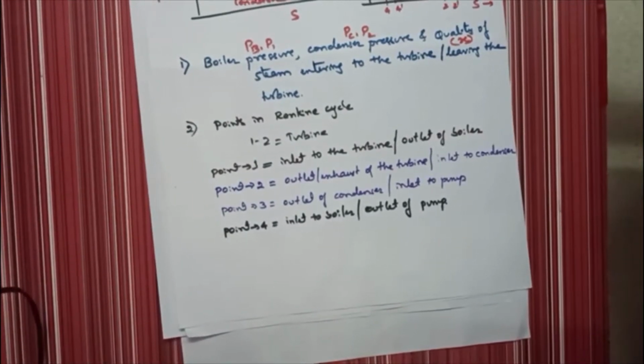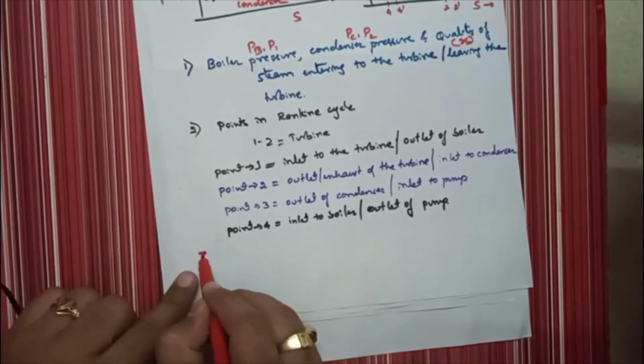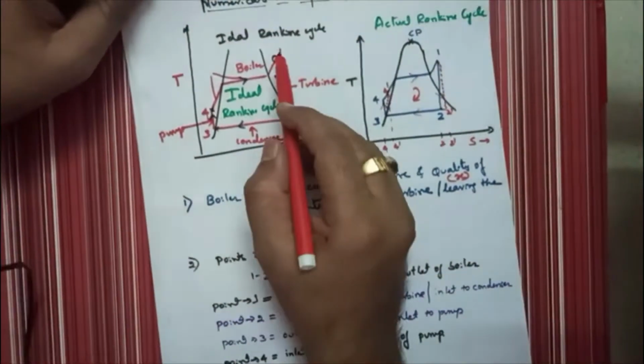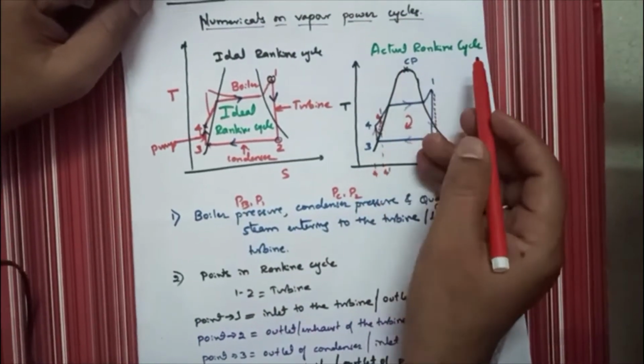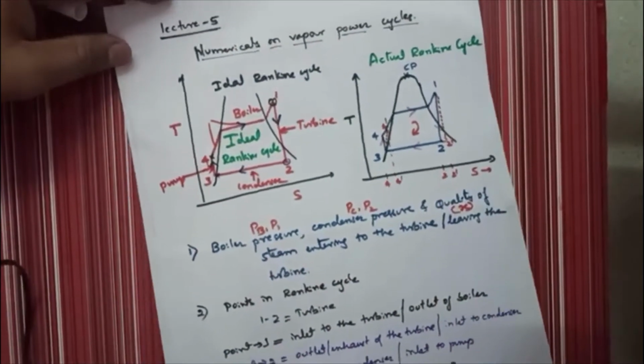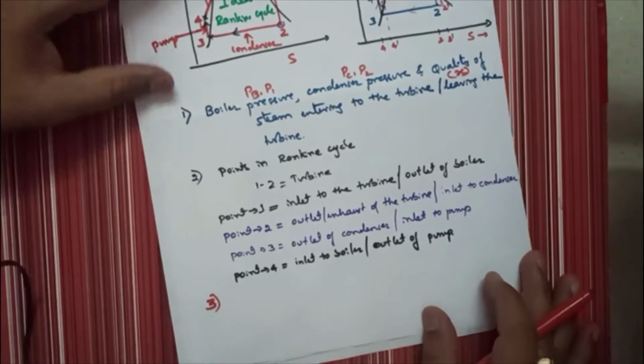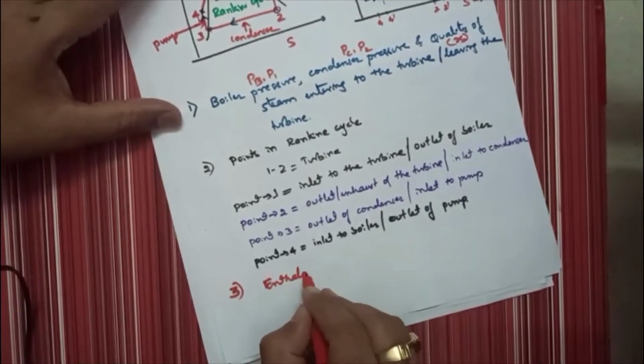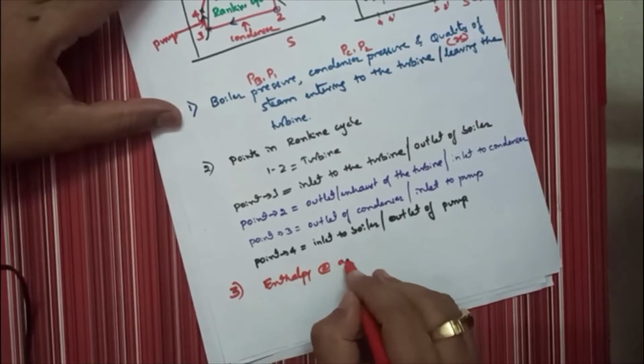So next, coming back to the third point. Irrespective of ideal Rankine cycle or actual Rankine cycle which is given in the numerical in the problem definition, you have to find enthalpy at all points.